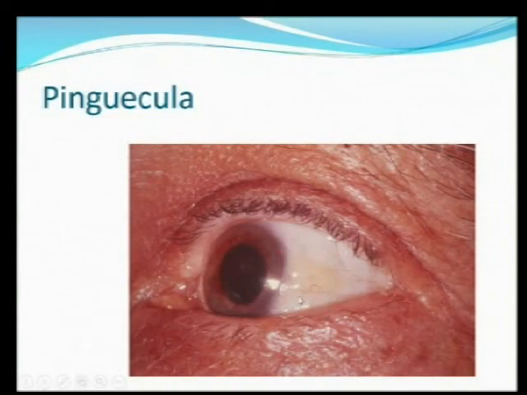Yeah, it's not great looking, but it's really not doing any real damage to the eye per se. There's no threat to their sight based on having a pinguecula. It can be removed, but it's a cosmetic procedure, so the patient's going to have to pay for it.